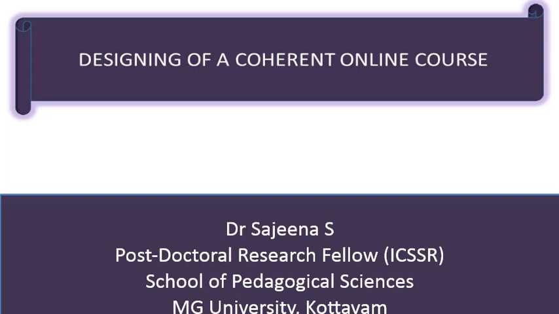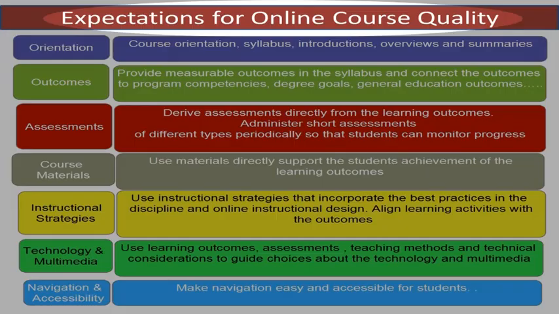Welcome to the module Designing of a Coherent Online Course. This module deals with the graphic syllabus, outcomes map, online course templates, and course maps. This module also addresses how to write accessible learning outcomes with attention to occupational and professional standards. It then moves on to the assessments, which should simply mirror the outcomes, and ways to help ensure online academic integrity.